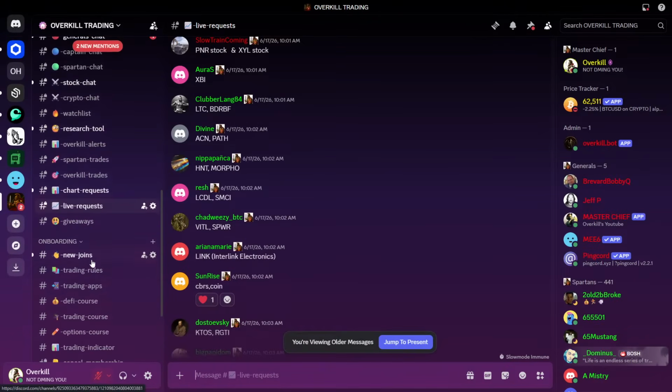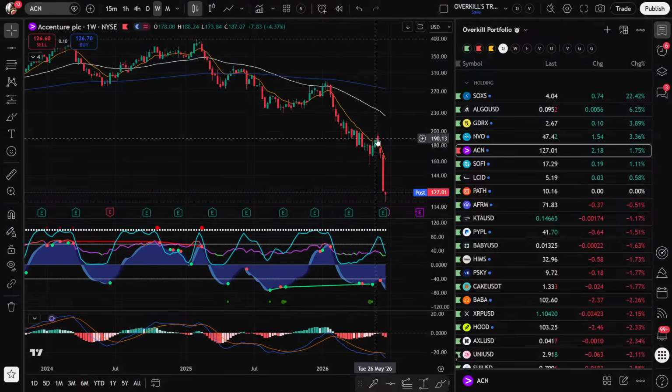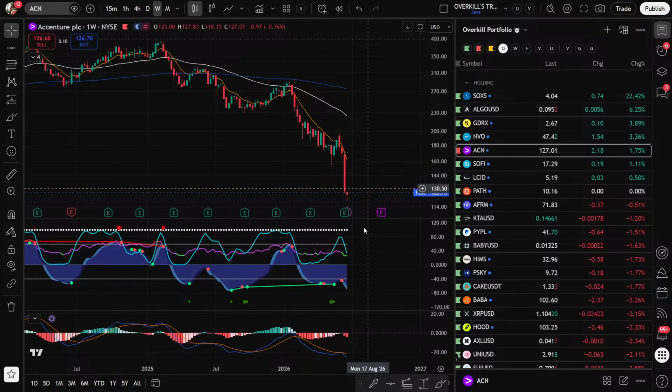Again, our trading rules are very clear. Look to average down if the position declines 20% or more. Okay, so if the signal is wrong and it goes down 20%, we're buying more at a lower cost because we believe in the company.